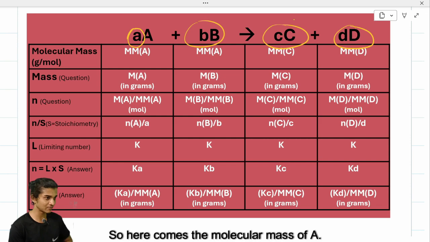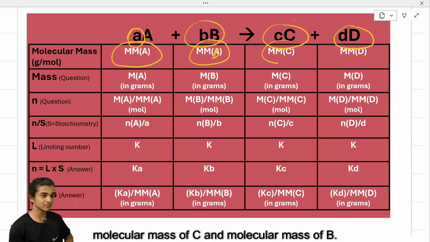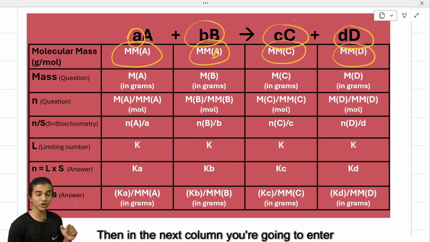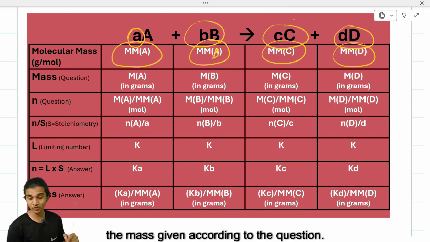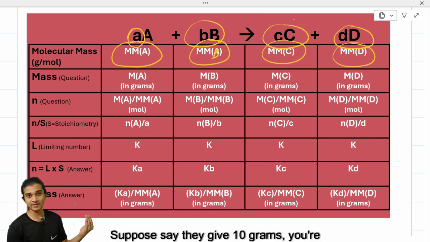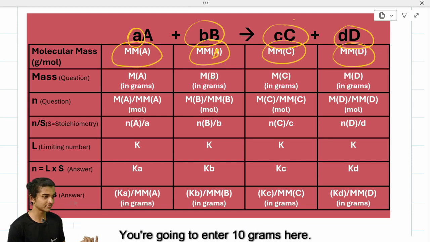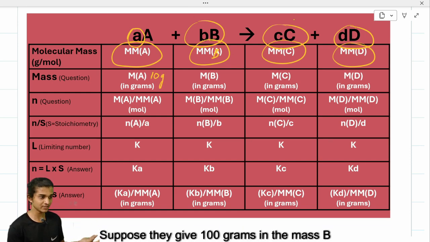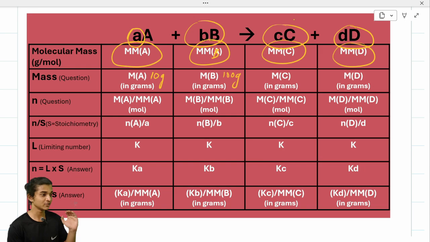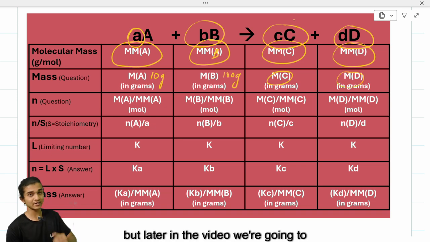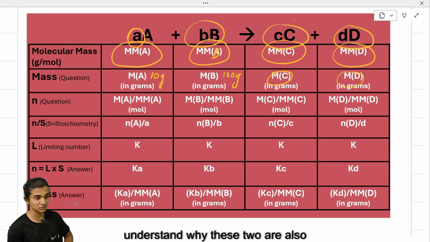So here comes the molecular mass of A. Here comes molecular mass of B. Sorry, I made a mistake here. So here comes molecular mass of B, molecular mass of C, and molecular mass of D. Then in the next column, you're going to enter the mass given according to the question. Suppose they give 10 grams, suppose mass of A taken is 10 grams, you're going to enter 10 grams here. Suppose they give 100 grams as mass B, you're going to enter mass B as 100 grams here. So the second column is all about writing the mass given according to the question. The mass C and mass D might not be given, but later in the video you're going to understand why these two are also important.